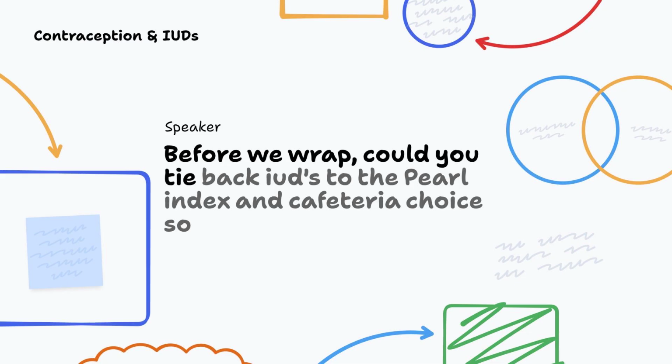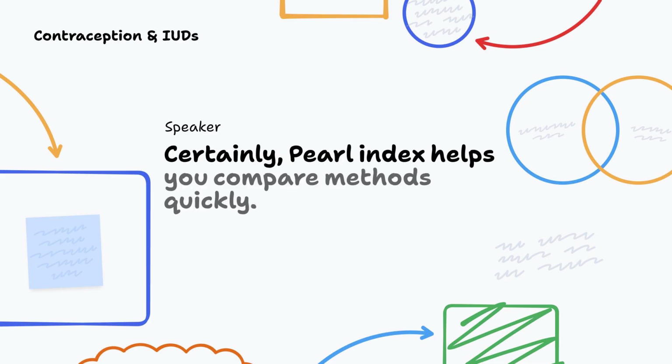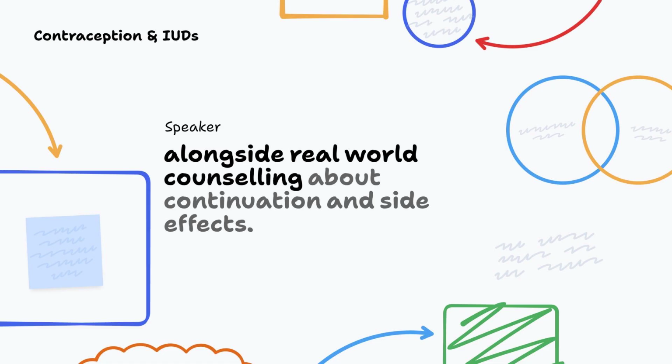Before we wrap, could you tie back IUDs to the Pearl Index and Cafeteria choice so students can integrate concepts? Certainly. Pearl Index helps you compare methods quickly. For Copper T the index is well under 1, signaling high effectiveness. But remember its limitations. Quote it alongside real-world counseling about continuation and side effects.